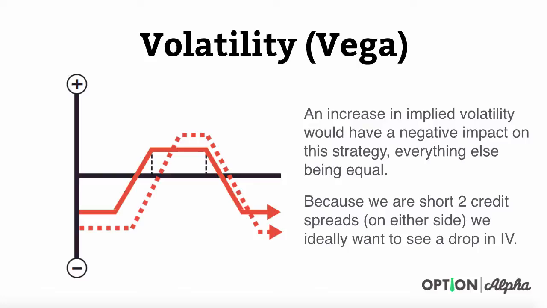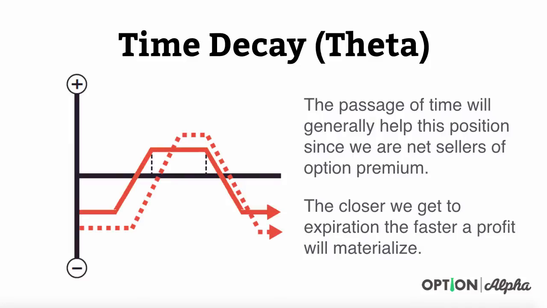An increase in implied volatility definitely has a negative impact on this strategy, everything else being equal, and that's because we're short 2 credit spreads on either side of the market. So we ideally want to see implied volatility drop. This is why we said in the beginning of this video tutorial that it's important that we add these strategies when implied volatility is very high. The passage of time does help this position, so theta decay is going to help us since we're net sellers of option premium. So the closer we get to expiration, the faster a profit will start to materialize.